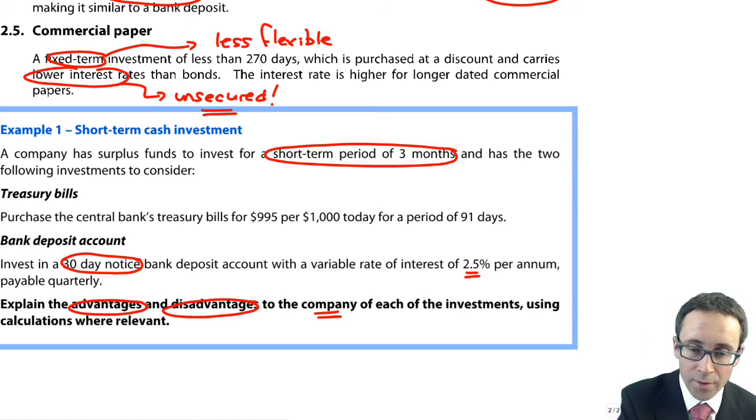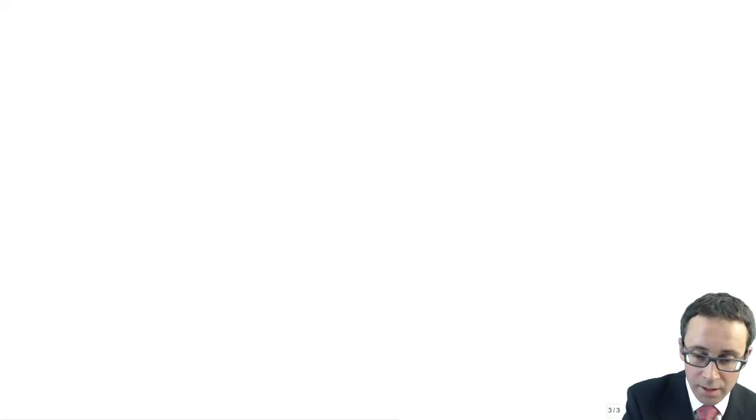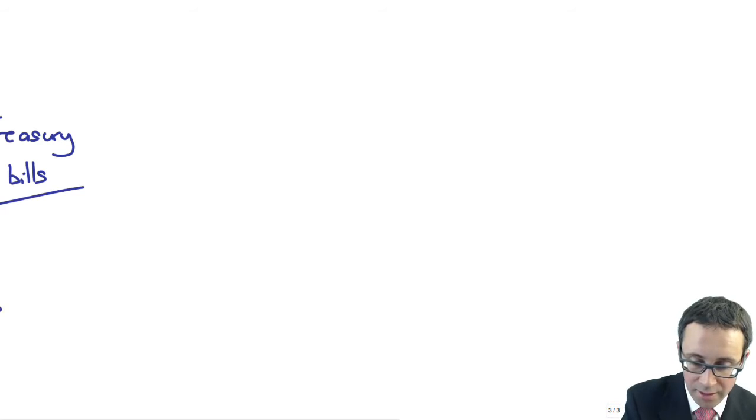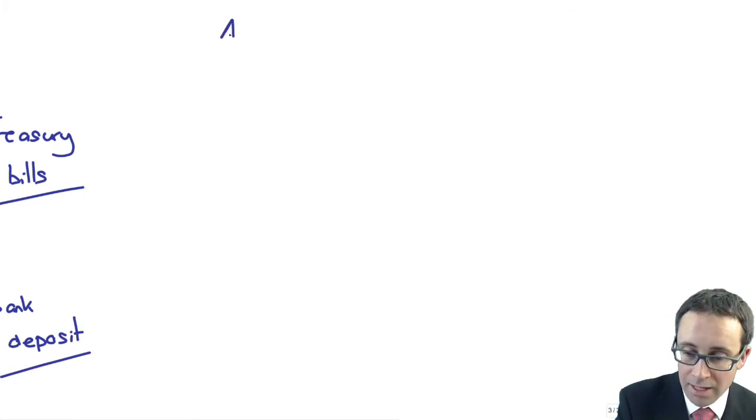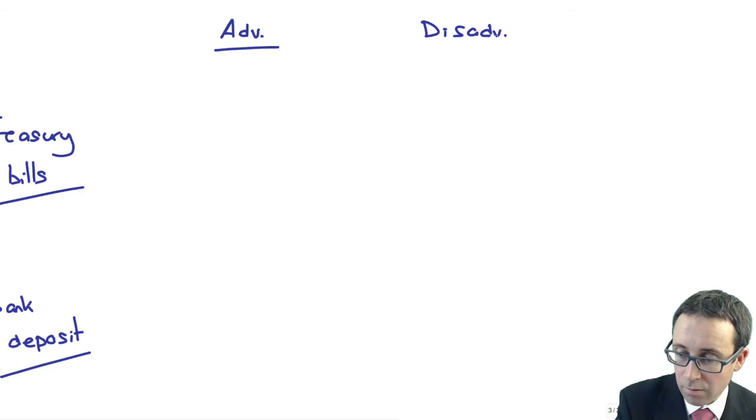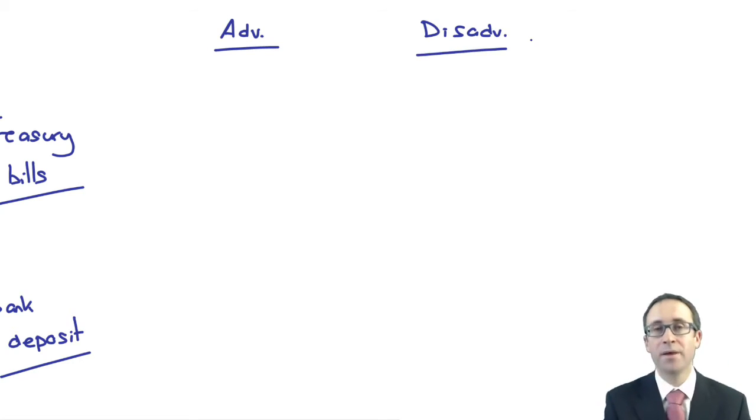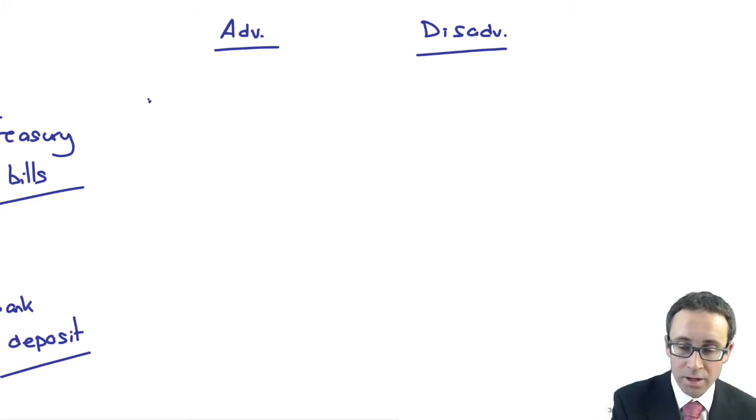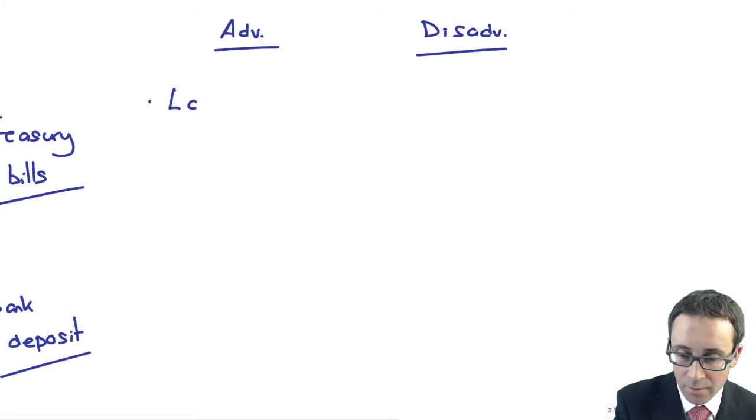Okay, so if we're just going to go through and summarize what we've got, we'll put it there on a separate page of paper. So what we've got is we have there your treasury bills, and we have there your bank deposit. And we're just going to list or think about the advantages and disadvantages. Okay, so the advantages of the treasury bills, I remember that is that it's with the government, isn't it?